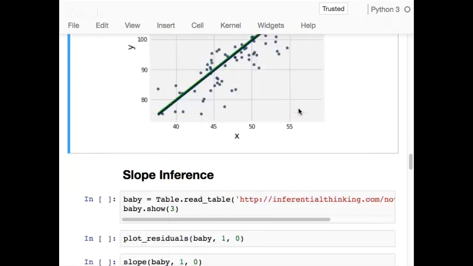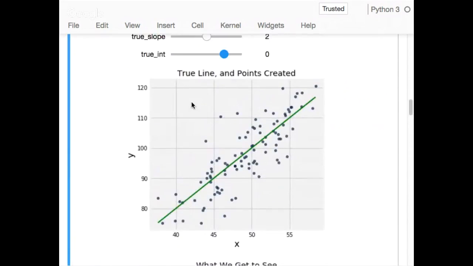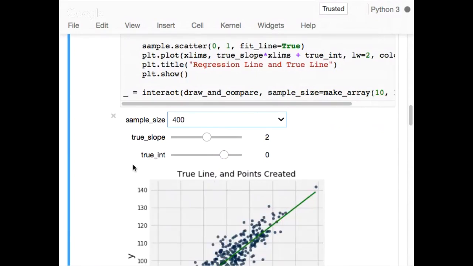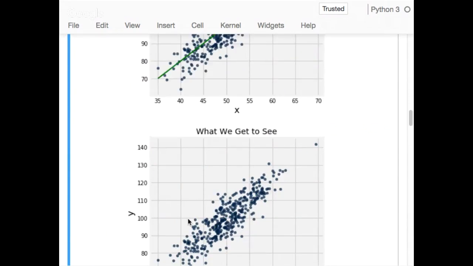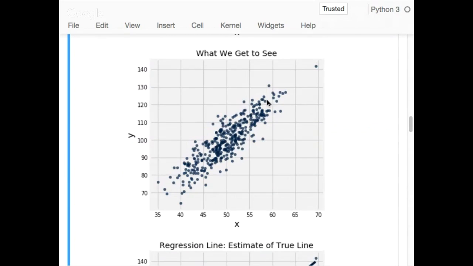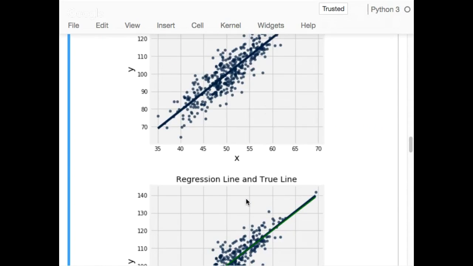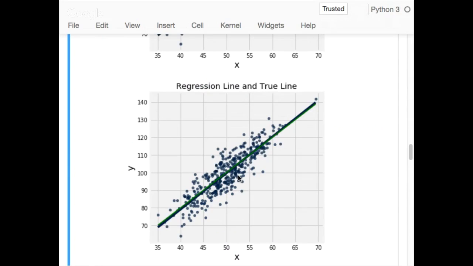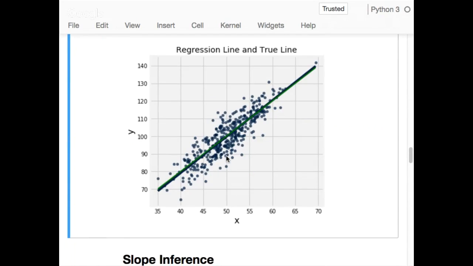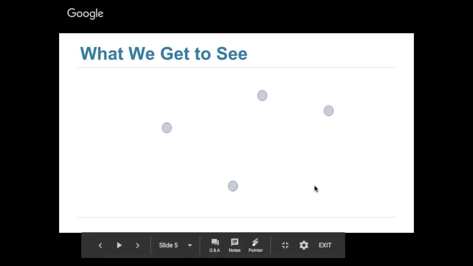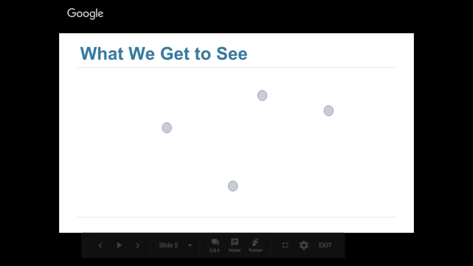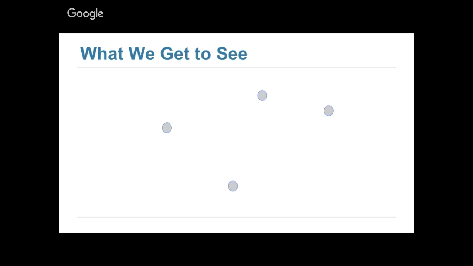OK, so our question now, let me do one more. I'm just going to change this to 400. We have a bunch of points. And we only get to see these points. But these points look pretty close together, right? When we draw a line, we also expect to get a really close line. This is pretty good. But in the end, when we get one set of data in a regression, we only get one line, right?